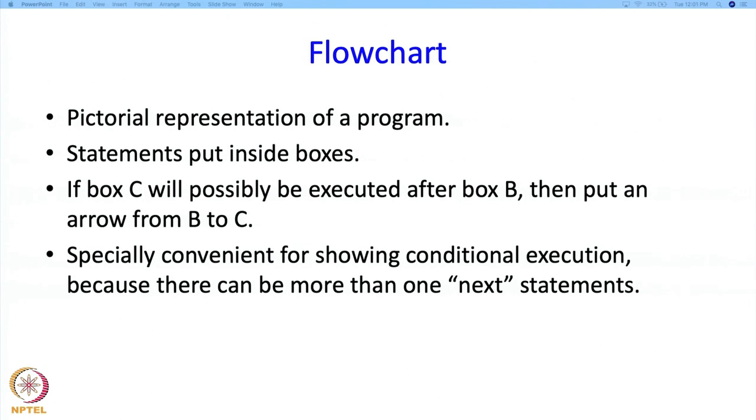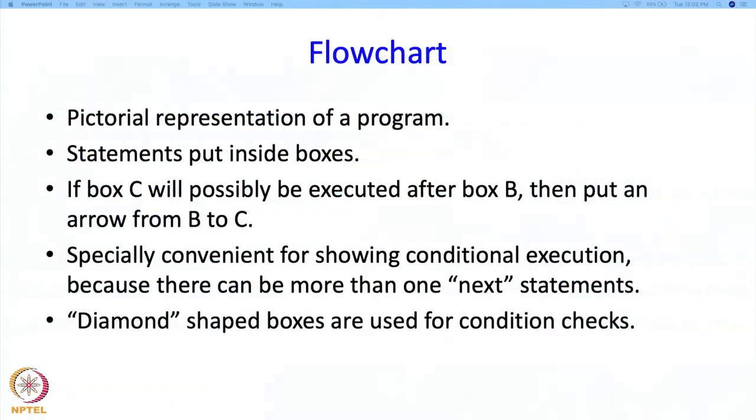Now, this is specially convenient for showing conditional execution because in conditional execution, there can be more than one next statement. So, if I have a condition, if something consequent, then I may execute the consequent after checking the condition, but I may not, I may directly go on to the next statement. This is possible to show very clearly using a flow chart. Assignment statements are usually put in rectangular boxes. Diamond shaped boxes are used for condition checks. So we will see this in a minute.